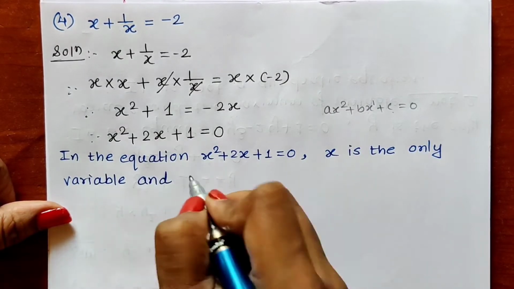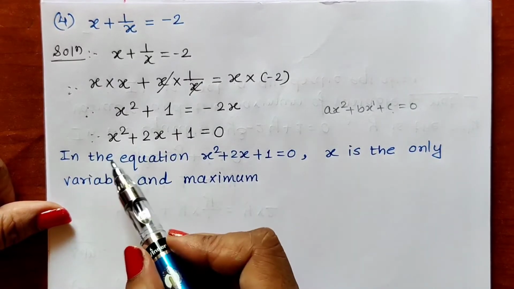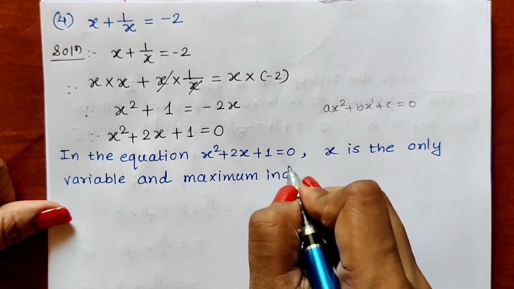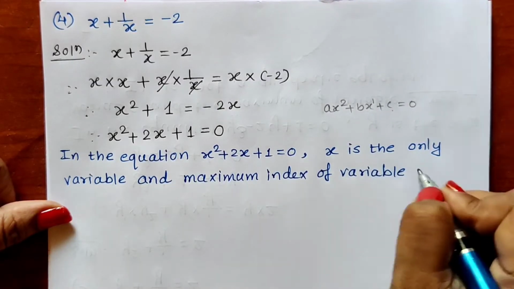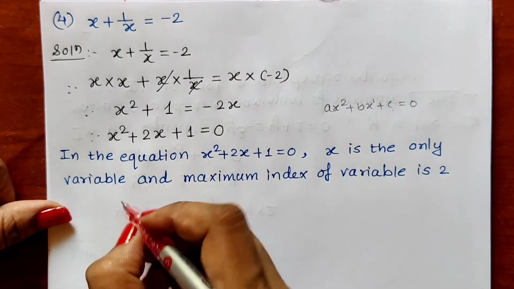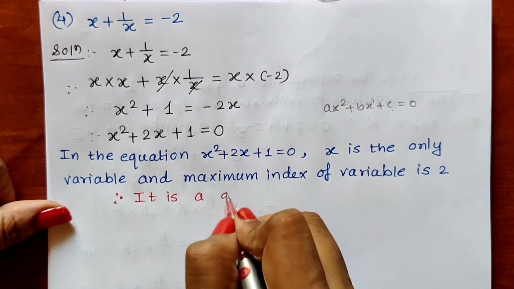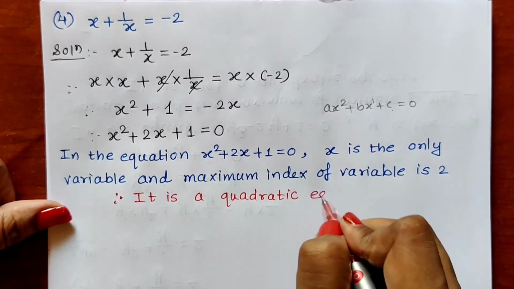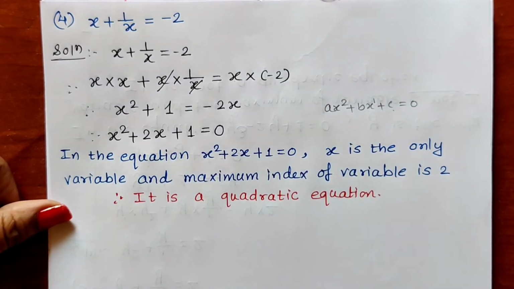And the maximum index of variable. What is the maximum index? We cannot see any index greater than 2. So the maximum index of variable is 2. So when only one variable is there and the maximum index is 2, then it is a quadratic equation. Therefore, it is a quadratic equation. So in this way we will have to write all the solutions. Let us see the next sum.